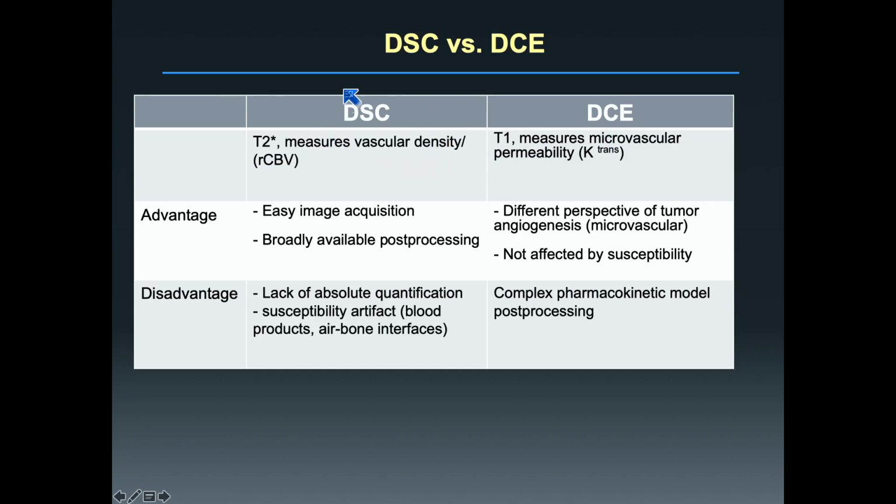So DSC is more commonly used, I think, in most institutions for brain tumor imaging. Dynamic susceptibility contrast is essentially a T2 star-weighted technique. It's an EPI sequence, whether it be gradient or spin echo. It basically measures a variety of things, but for the purpose of brain tumor imaging, the focus is really to measure vascular density, and that is calculated by relative cerebral blood volume.